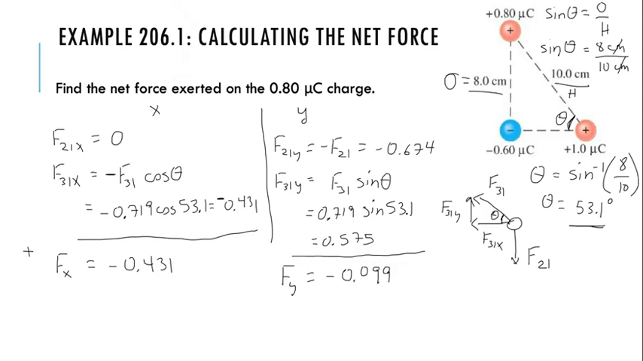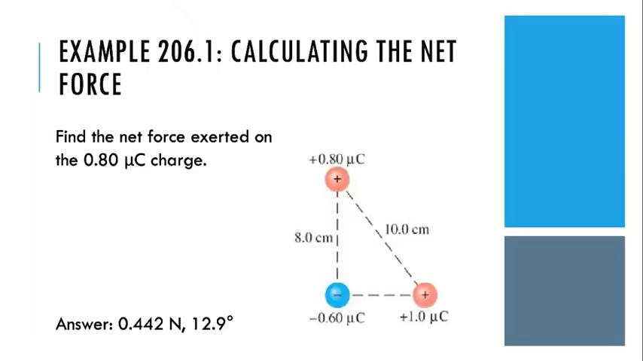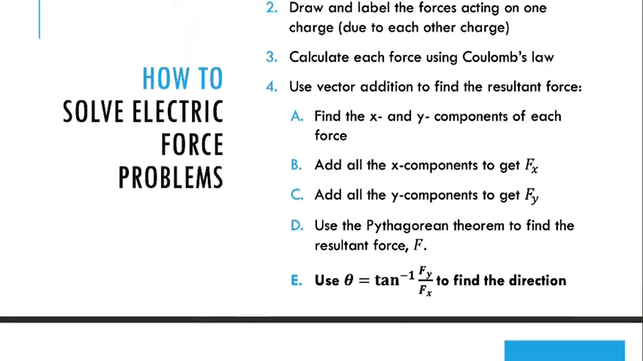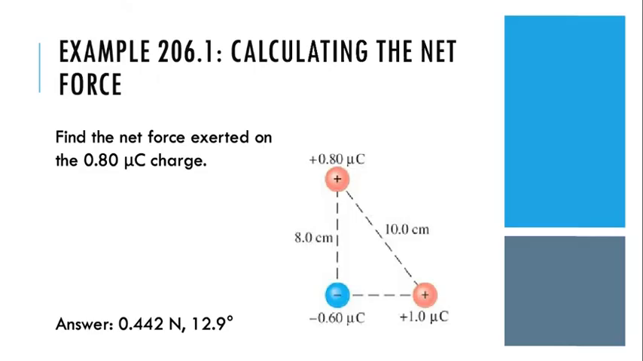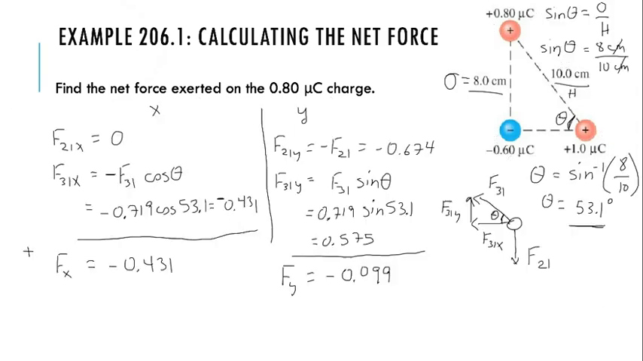All right, let's look at the next step here: use the Pythagorean theorem to find the resultant force F, and then use inverse tan of negative Fy over Fx to find the direction. So let's go back to our example. Before we do that, I actually like to draw Fx and Fy, just so we have an idea of which way this net force is going.